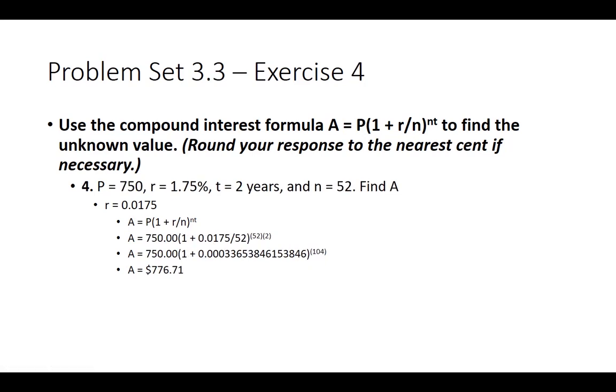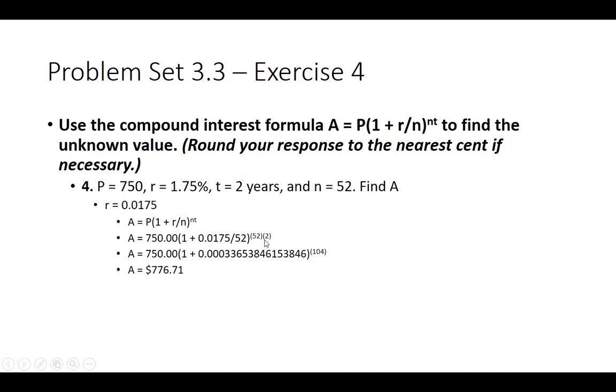Number 4, surprise, surprise, same thing. We're given P is 750. R is 1.75%. T is 2 years, and N is 52. First thing we have to do for R, change that percentage to a decimal. So 1.75% becomes 0.0175. Plug that in for R. Plug 52 in for N in both places. Plug 2 in for T. Plug 750 in for P.